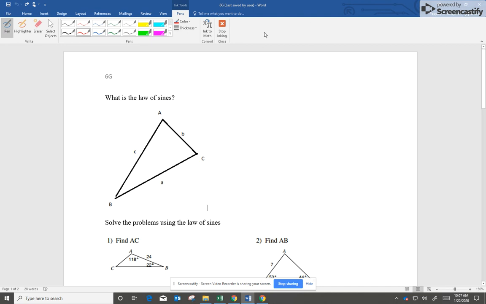Okay, so first of all, the law of sines, written on here, is sine of angle A over side A is equal to the sine of angle B over side B, and that's also equal to the sine of angle C over side C. If we notice that angle A is across from side A, and angle B is across from side B, and angle C is across from side C. Okay, so the sine of an angle divided by the opposite side is equal to the sine of another angle over its opposite side. That is basically what the rule is here.